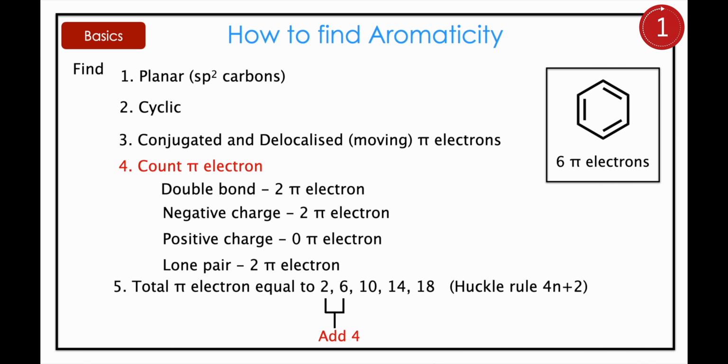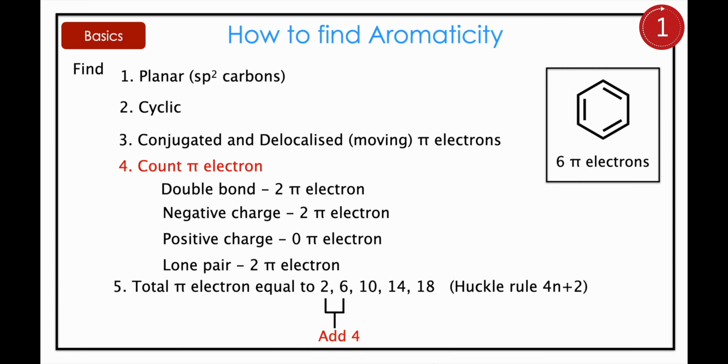Then how to find aromaticity? First, you should find whether the compound is planar or not. Mostly sp2 hybridized carbons are planar. So a double bond means it is always planar. Then it should be cyclic. Then conjugation and delocalization of pi electrons. Delocalization means moving, just rotating in the ring.